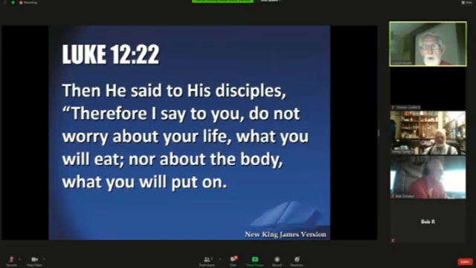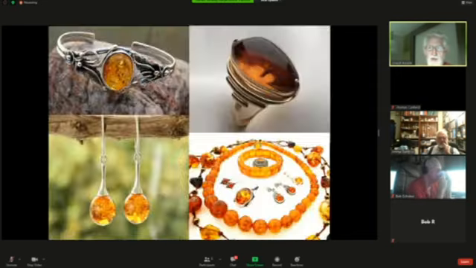And so here we have this reference of Christ saying to the disciples, don't worry about your life, what you'll eat, about your body, what you will put on. In other words, clothing and or jewelry. So that's the link to the reference to jewelry made from amber. And some of it is so exquisitely beautiful, it's phenomenal, whether it is with or without the inclusions. So you see here a wide variety of things made from amber.